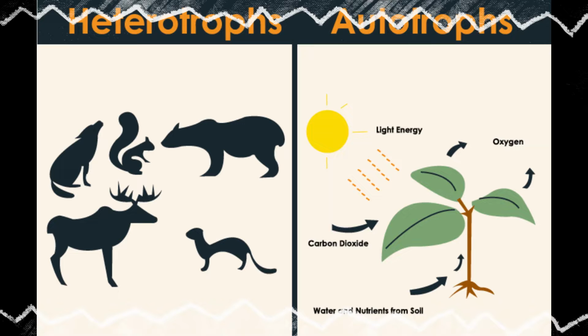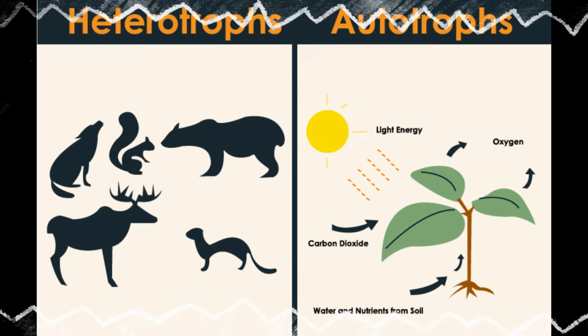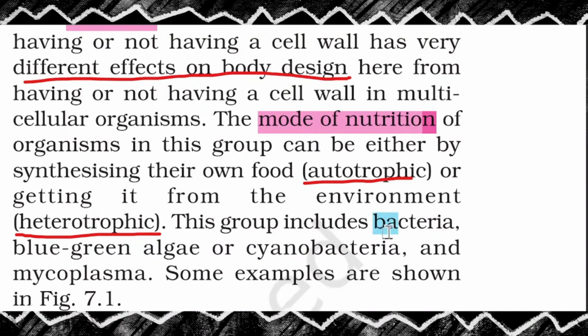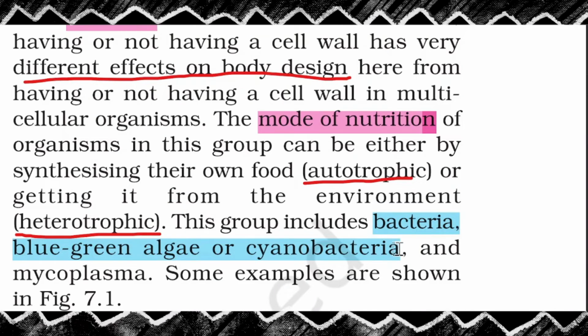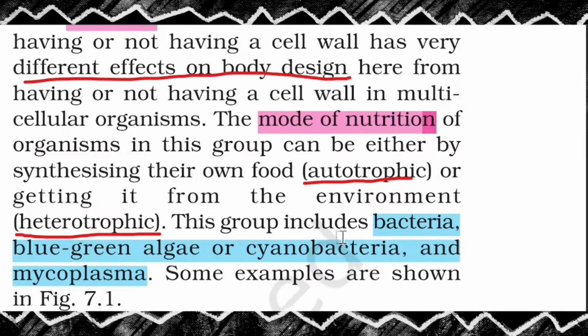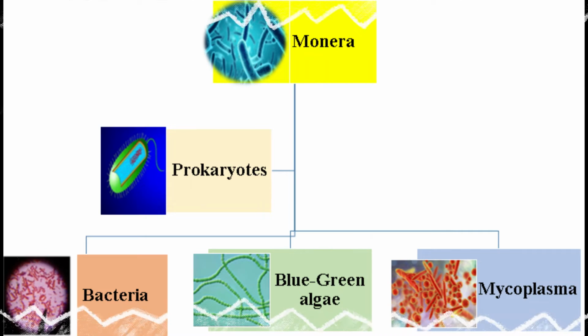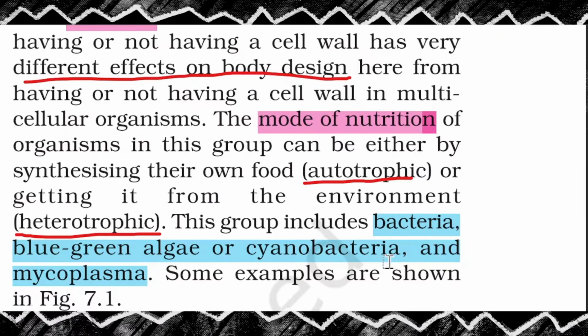You can see in this picture also, heterotrophs are those that depend on others, and autotrophs are those that make their own food, as plants do. So bacteria, blue green algae and cyanobacteria are examples of Kingdom MONERA. Now you can see in this picture, Kingdom MONERA has unicellular prokaryotes, obviously they are unicellular, and bacteria, blue green algae and mycoplasma.